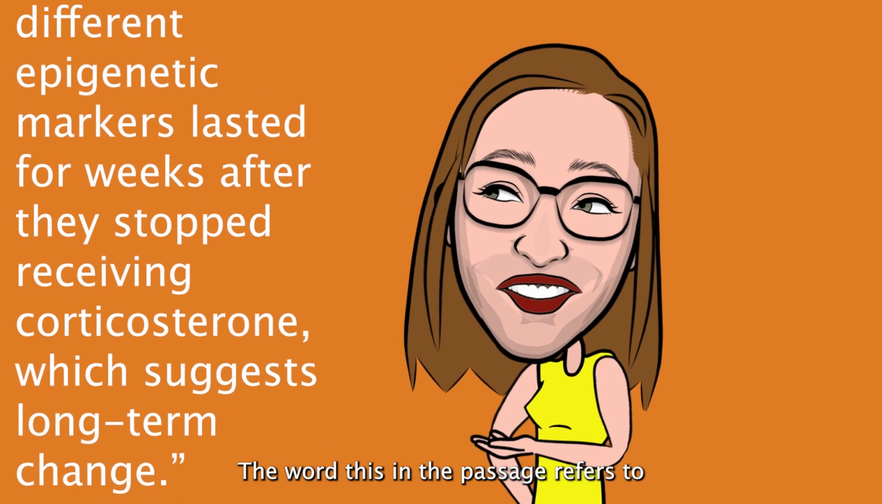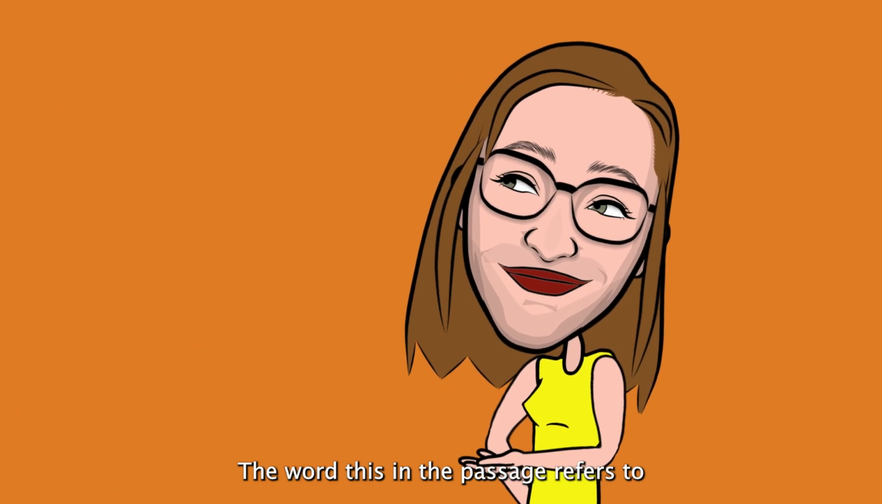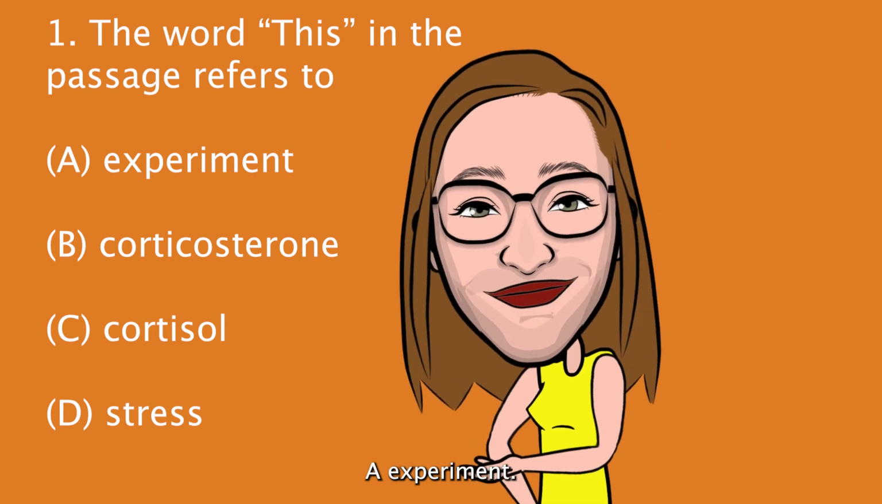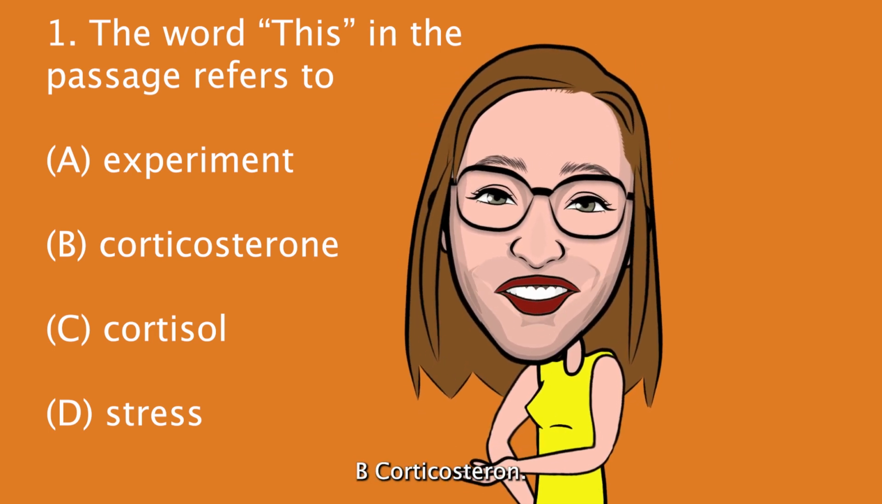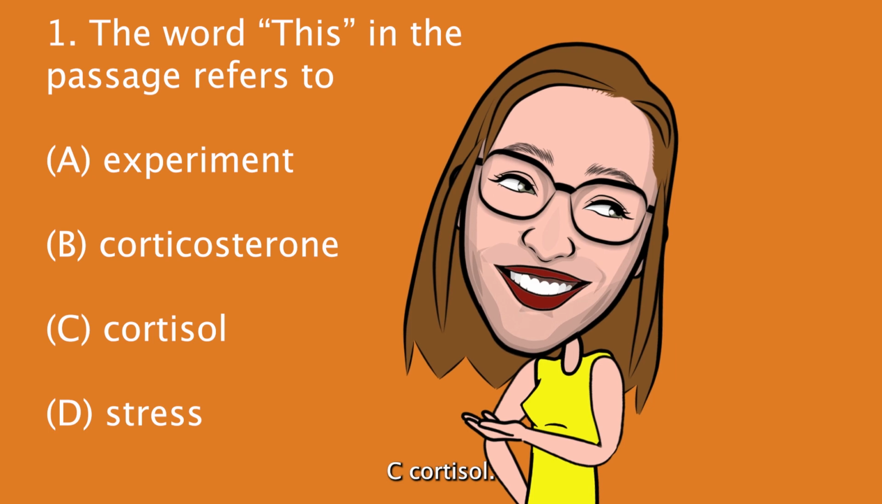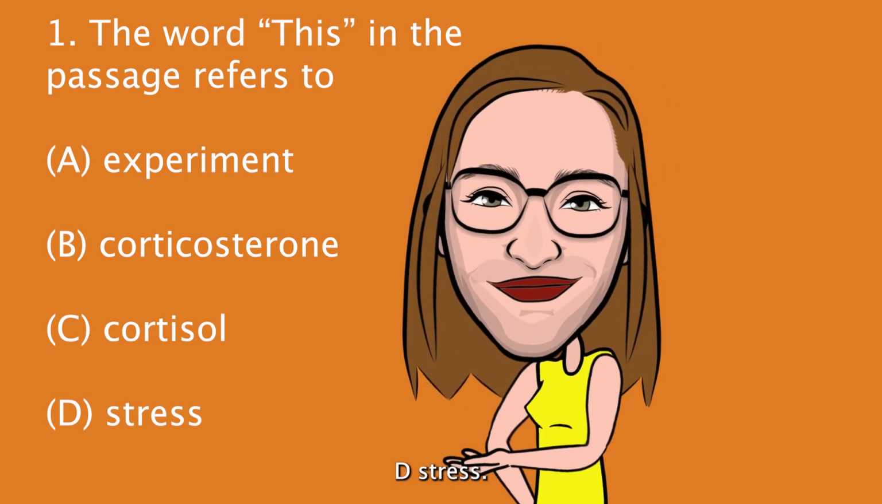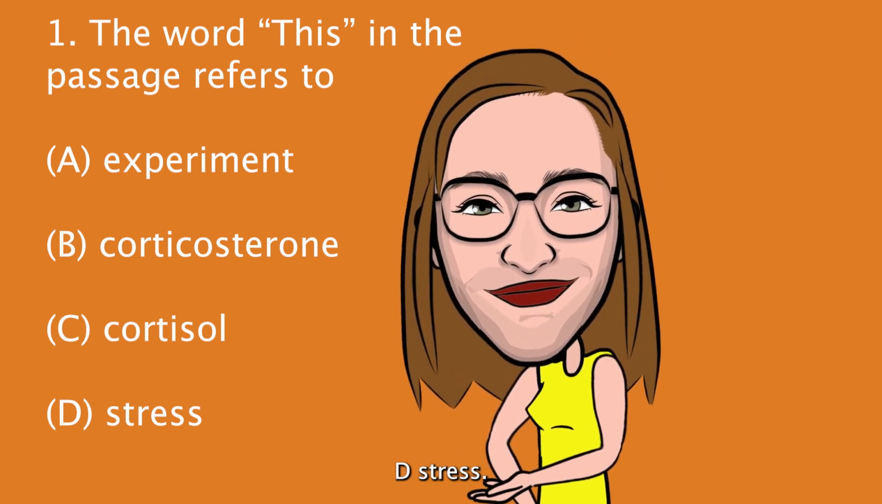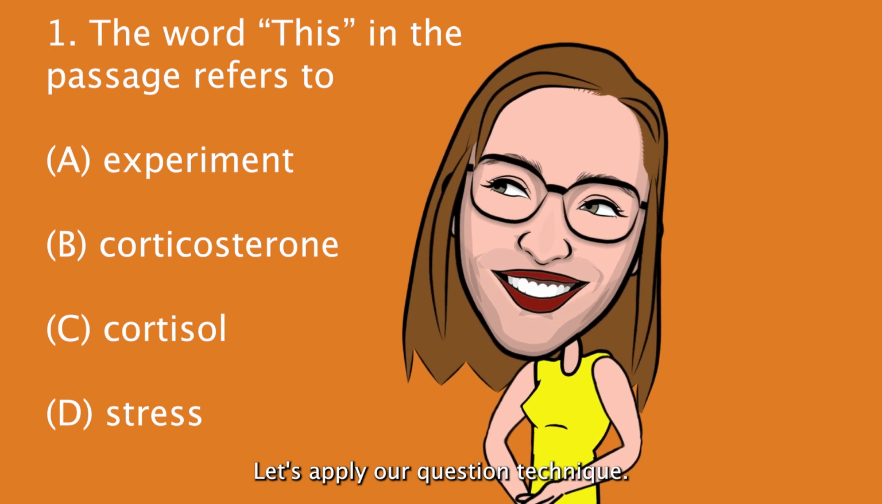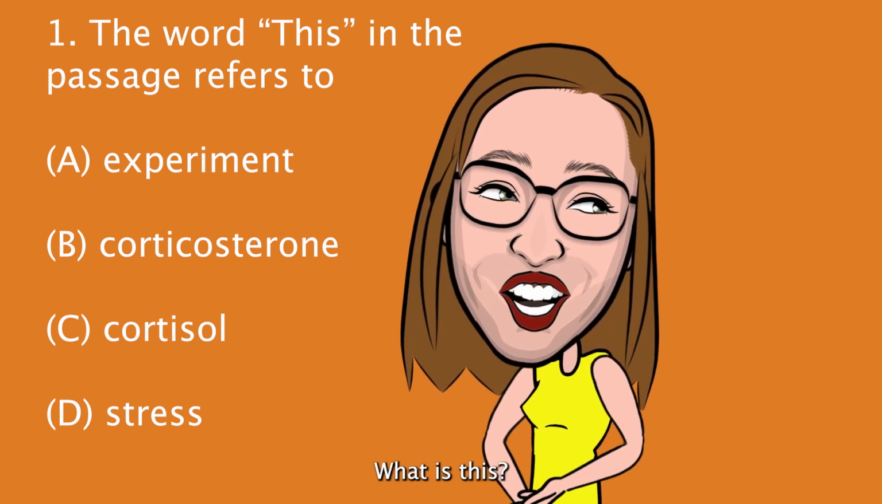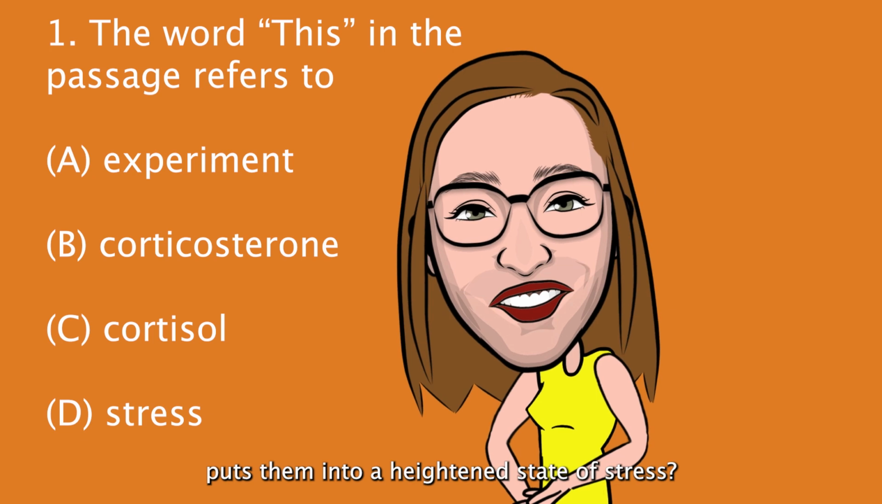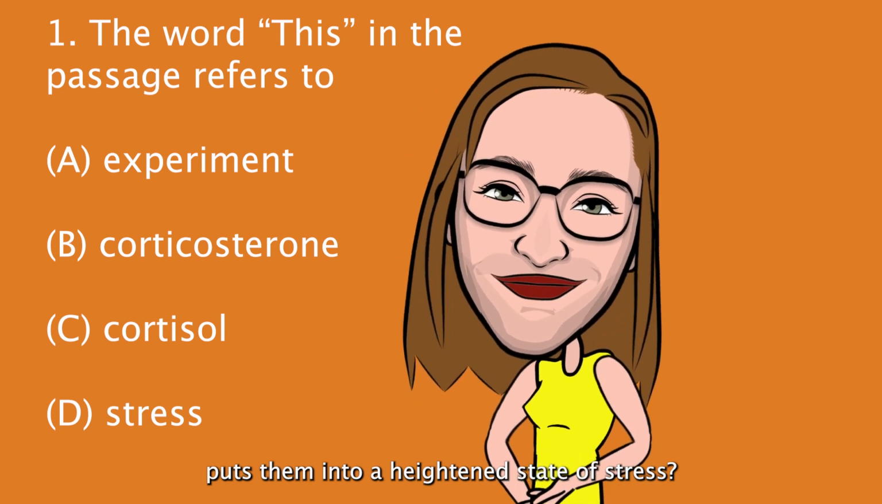1. The word this in the passage refers to A. Experiment, B. Corticosterone, C. Cortisol, D. Stress. Let's apply our question technique. What is this? Or what puts them into a heightened state of stress?